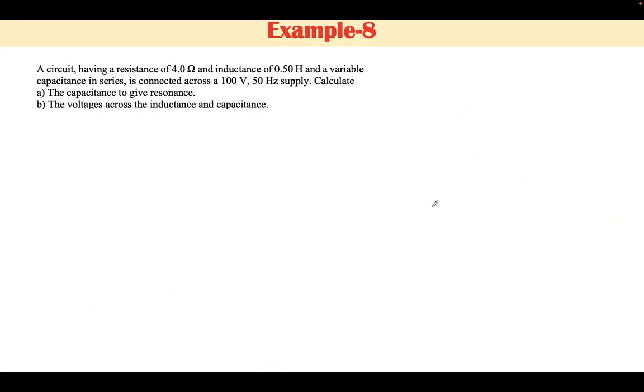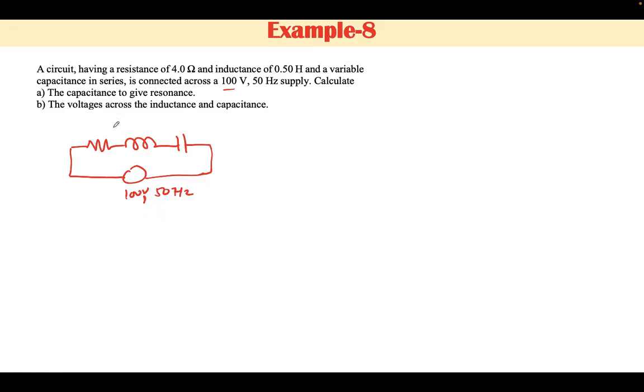Now, considering another example, in this given network, a circuit having a resistance of 4 ohm, an inductance of 0.5 Henry, and a variable capacitance in series is connected across 100 volt, 50 hertz. Now let us draw the circuit of the given statement. This is the resistor, inductor and capacitor. The applied voltage is 100 volt and the supply frequency is 50 hertz.